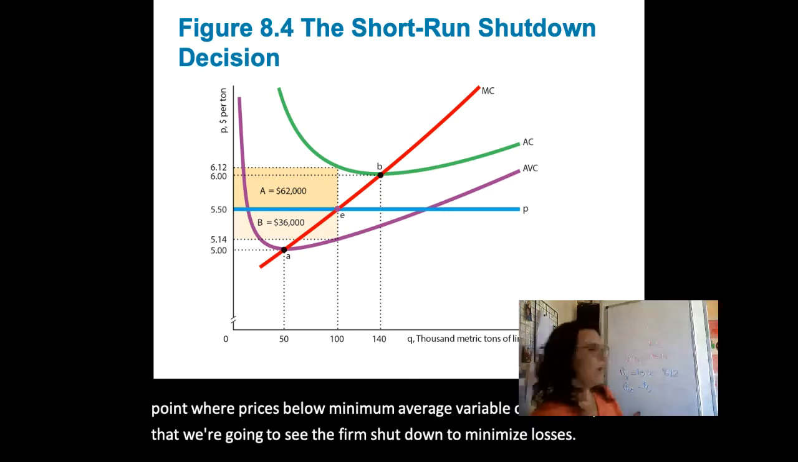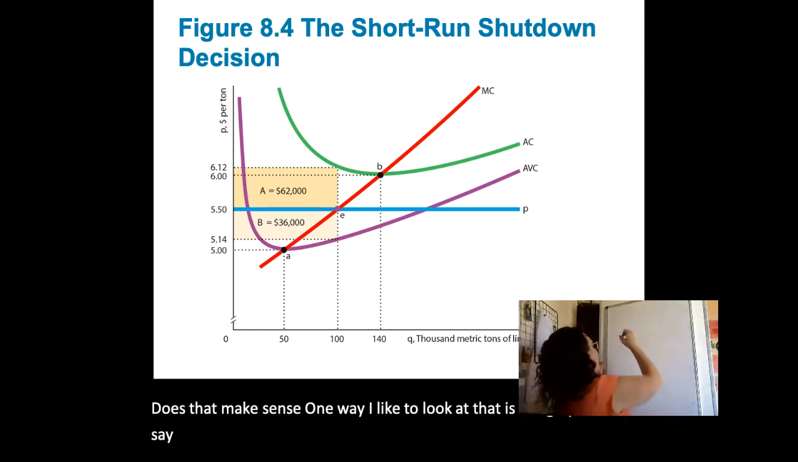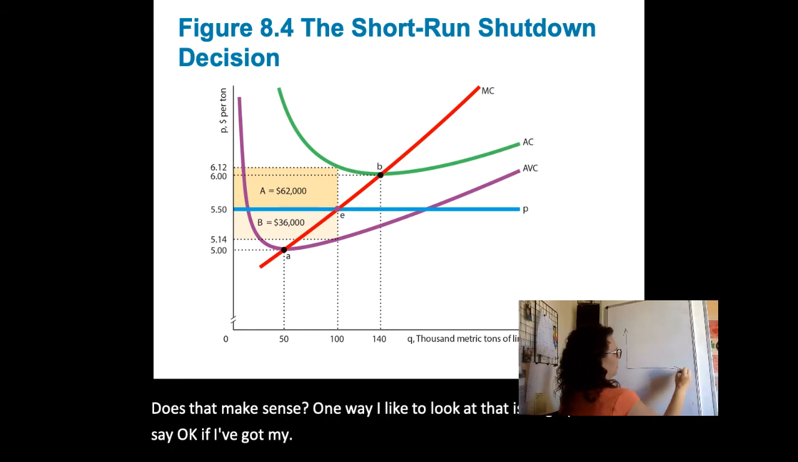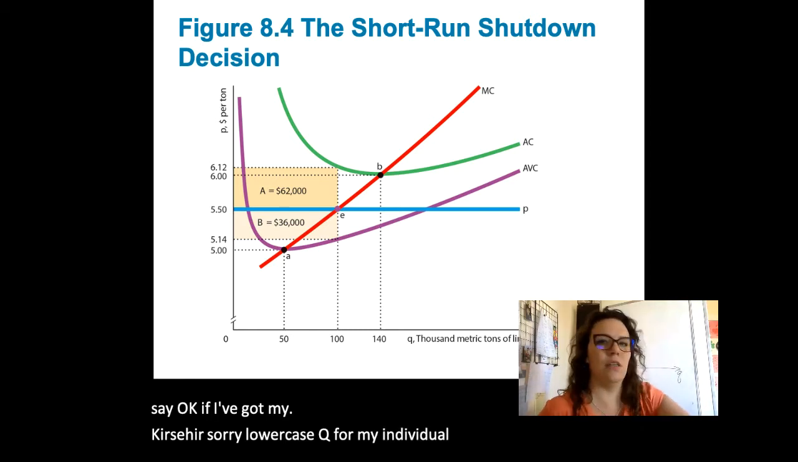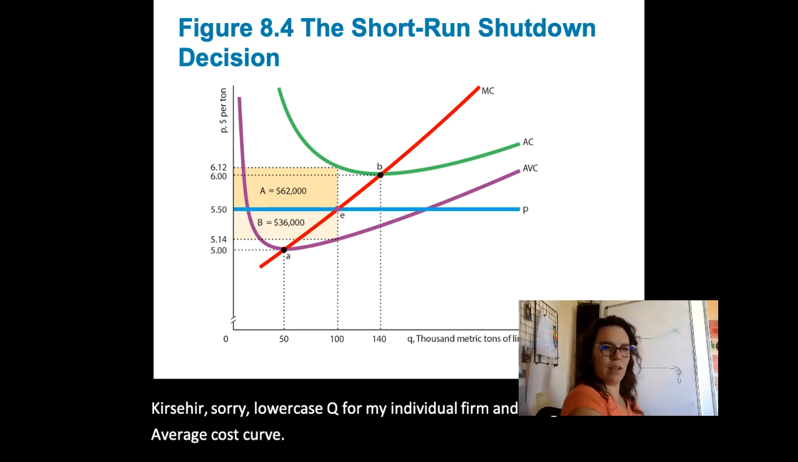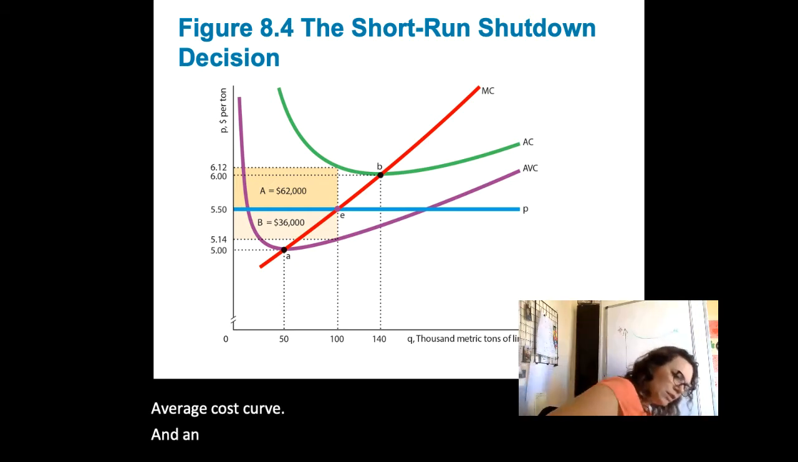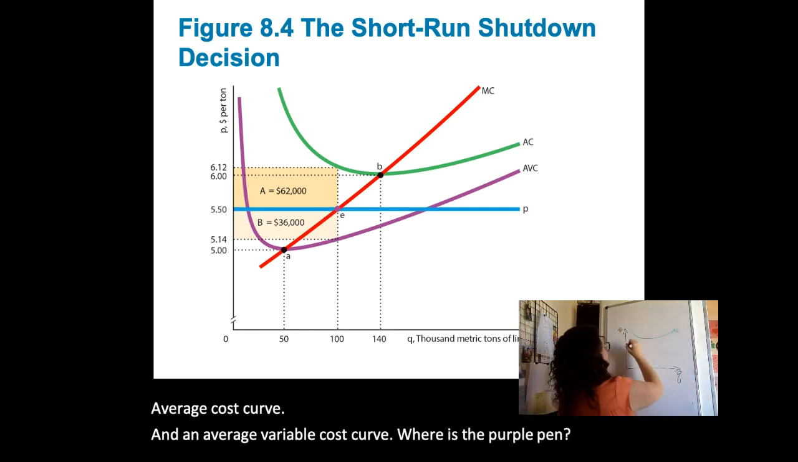Does that make sense? One way I like to look at that is to graph it and say, okay, I've got my curves here, lowercase q for my individual firm, and I've got average cost curve and an average variable cost curve. Where's my purple pen? There it is. And my marginal cost curve.